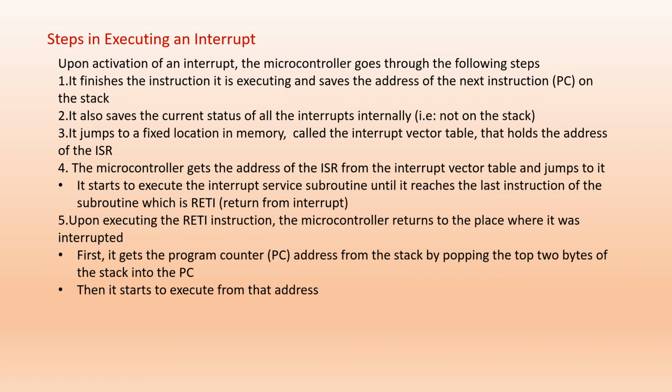Steps in executing an interrupt. Whenever the interrupt occurs, what are the steps the microcontroller carries out to execute it? That we'll see now. First, it finishes the instruction it is executing and saves the address of the next instruction. The address of the next instruction is in the program counter, so the content of the program counter is stored onto the stack. That is the first thing it will do.